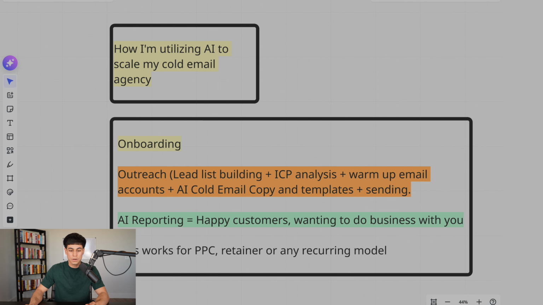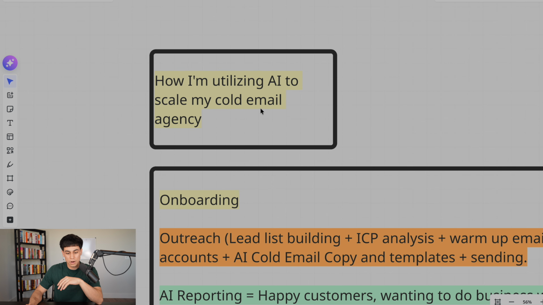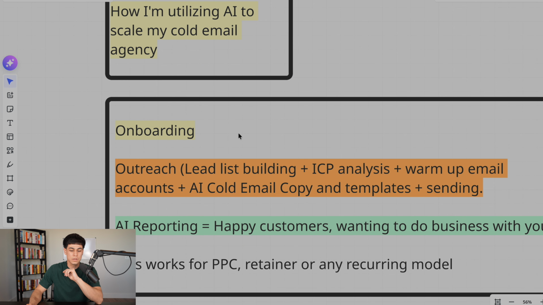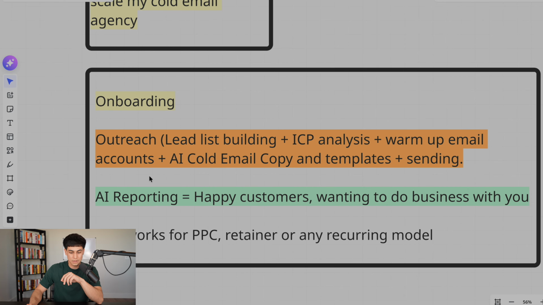So as you guys can tell here on the screen, I have a cold email agency. We use Instantly to send out outbound messages for software companies, B2B companies, agencies, things like that. Now, we have the onboarding process dialed in. We have the outreach process automated and dialed in. We have reporting automated and dialed in.